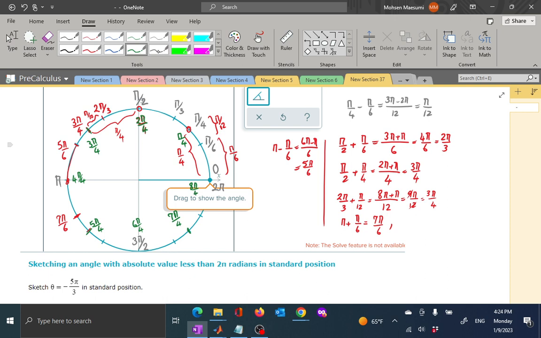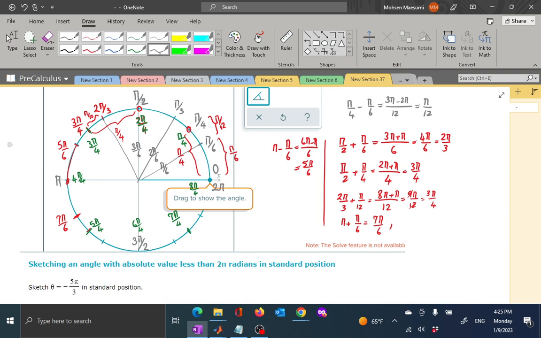We can apply the same trick to pi over 6 angles. So this is pi over 6. So this one is pi over 6. You double it here, it becomes 2 pi over 6, which is pi over 3. This becomes 3 pi over 6, which is pi over 2.